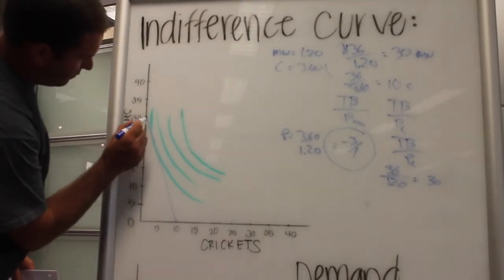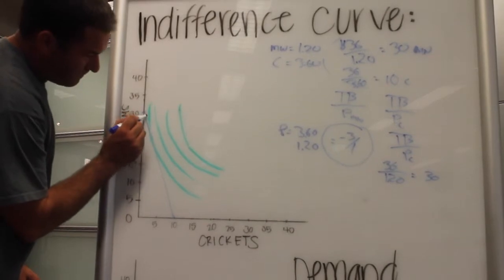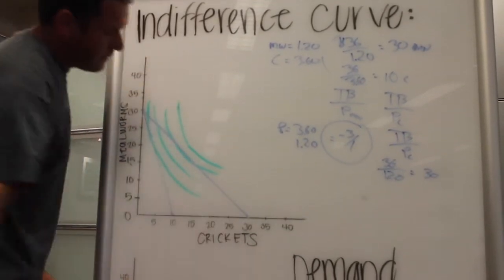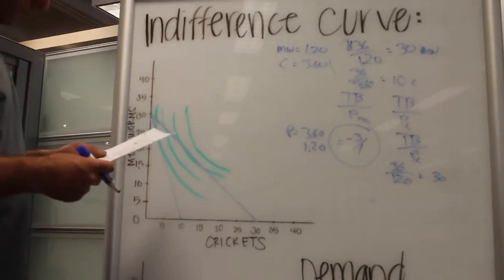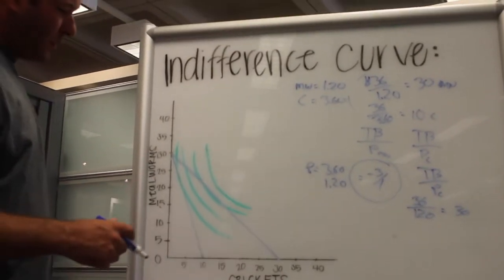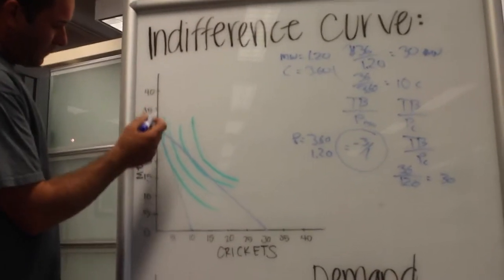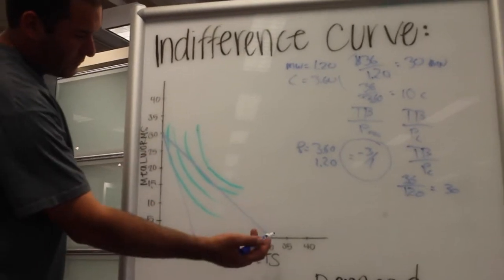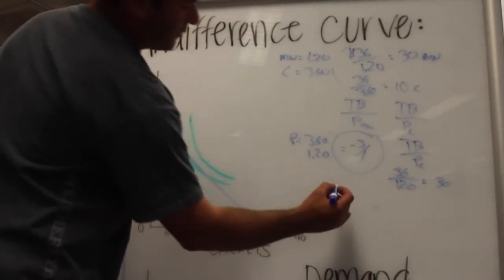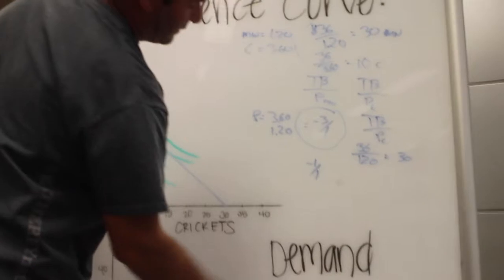Right about there. And so we can buy 30 mealworms, or we can buy 30 crickets. This is going to give us a slope of -1 to 1.